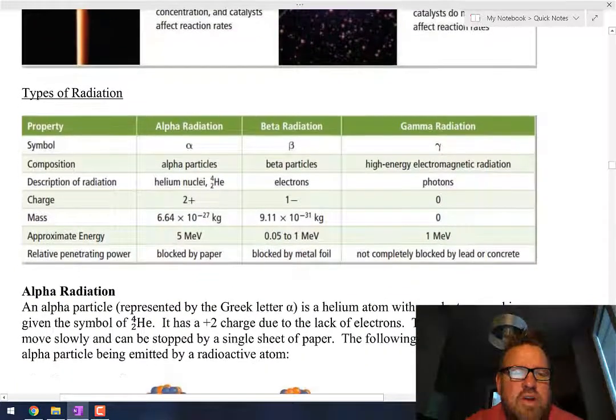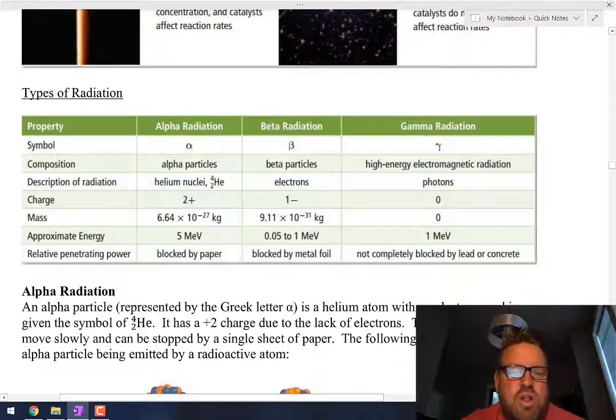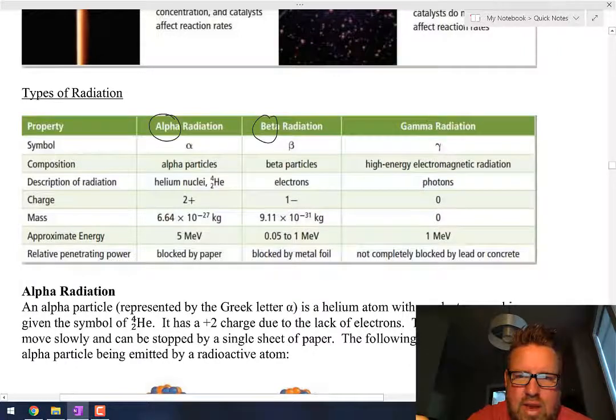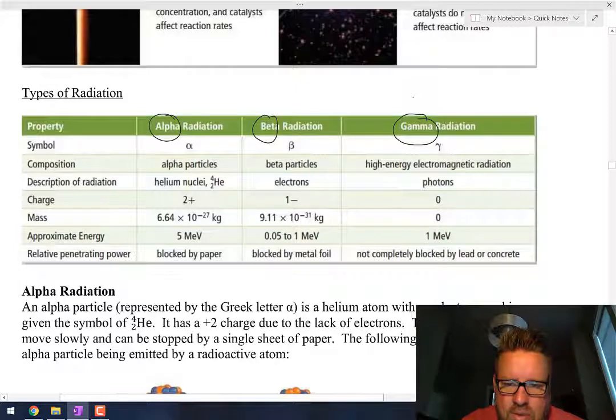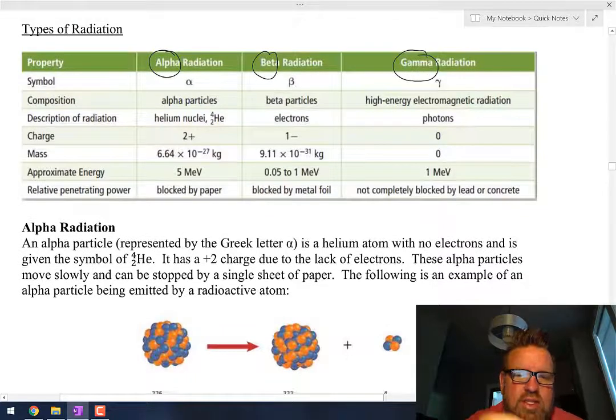There are three different types of radiation that are given off when a nuclear reaction happens. One is called alpha radiation, one is called beta, and one is called gamma. Gamma are really the really bad ones. We'll talk about what that means in just a second. Okay, let's talk about alpha.